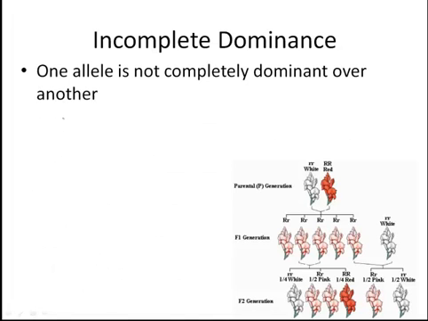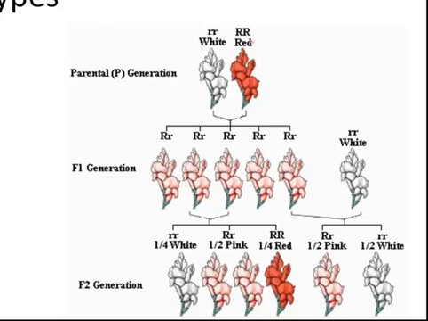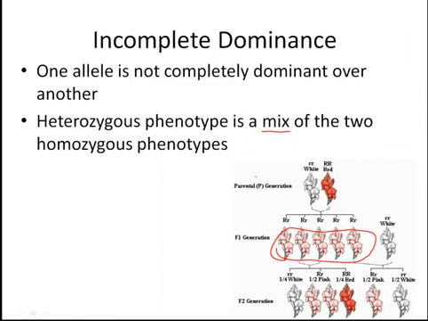Sometimes one allele does not completely dominate over another one, so the heterozygous individual ends up being a mix of the two homozygous phenotypes. So here we have a white and a red. If you mix white and red together, big R and little r, you end up with pink. That is the mixture of the two, where normally, in normal dominance, big R, little r would still be red. So in incomplete dominance, they're kind of blending together.